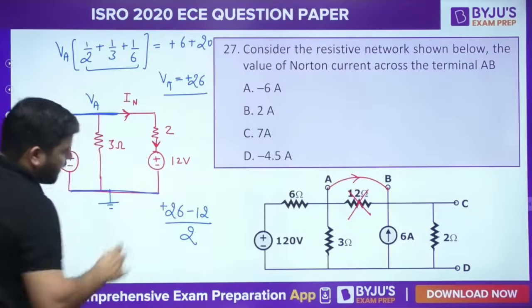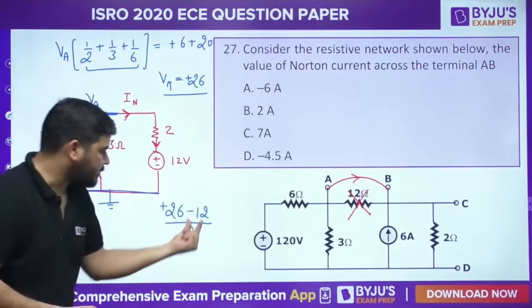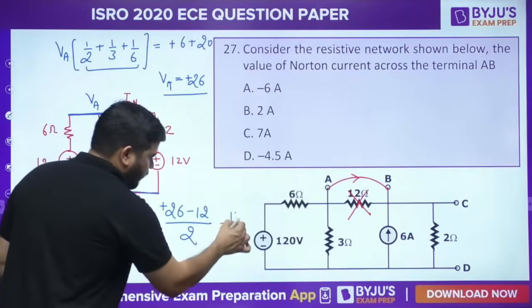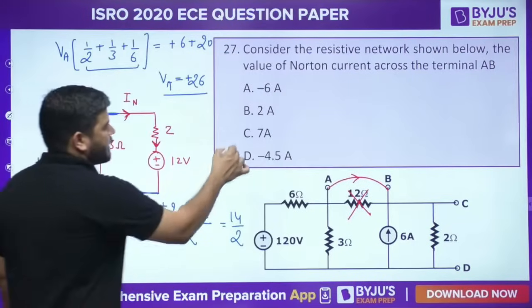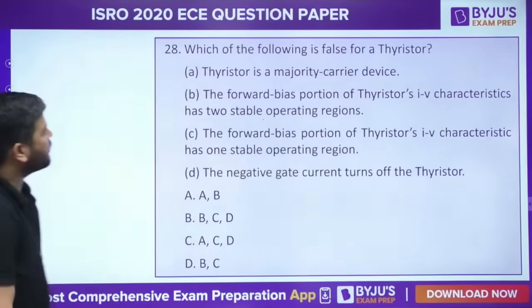So now you can apply this. 26 minus 12 by 2. What is this value? This value came out to be 14 by 2, and 14 by 2 is 7 ampere. Okay. Let's come to the next question.